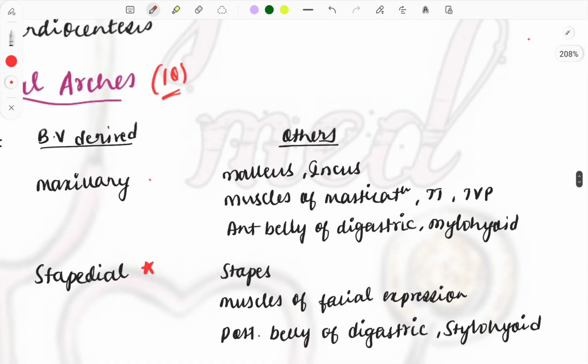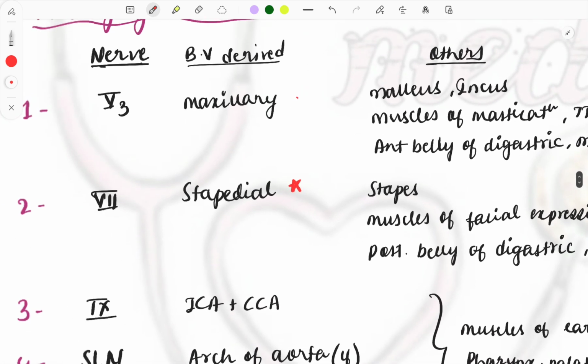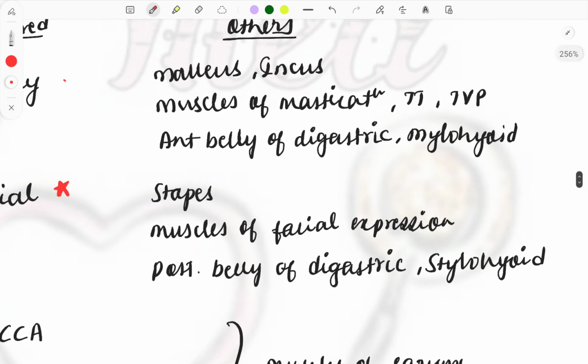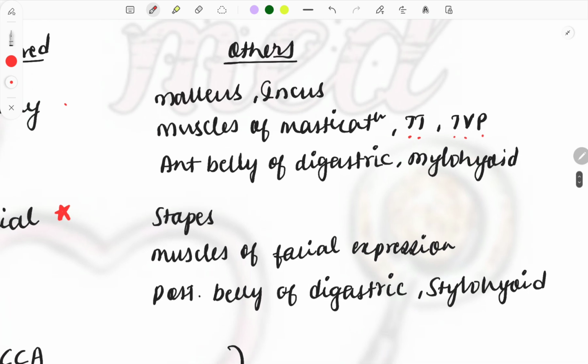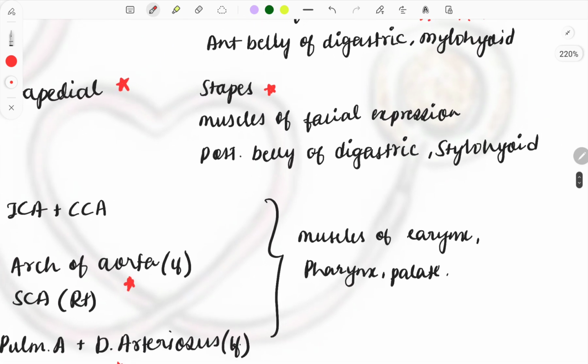And then these are the other various structures which are derived from the particular pharyngeal arches. Like malleus, incus, muscles of mastication, then tensor tympani and tensor veli palatini muscle, anterior belly of the digastric, and the mylohyoid. Okay, so this is a PYQ. The malleus is a PYQ. The stapes is a PYQ coming from the second. Then posterior belly of the digastric.